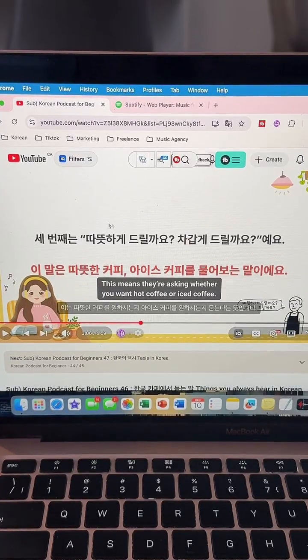Okay, so 따뜻하게 comes from the verb 따뜻하다, to be warm.